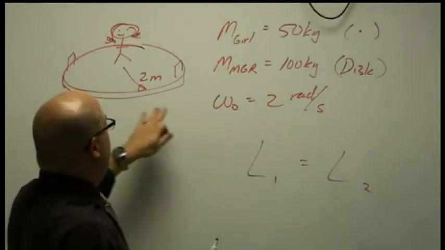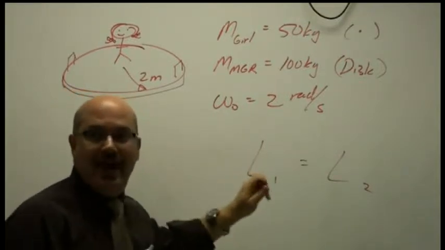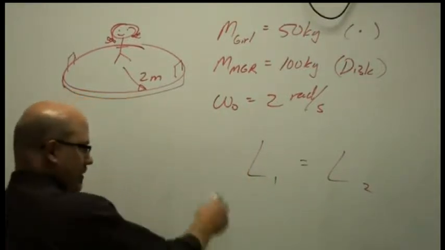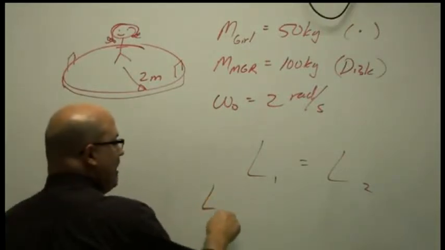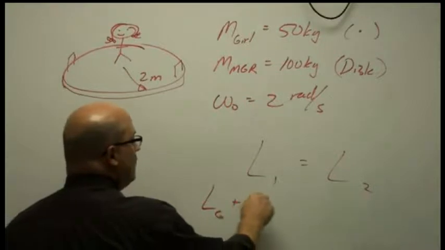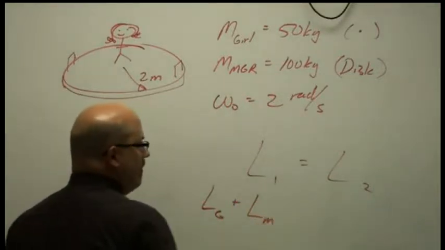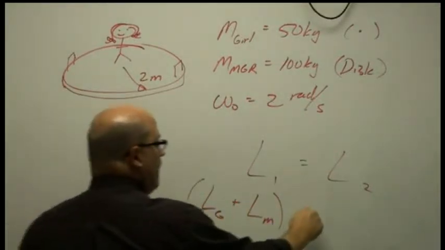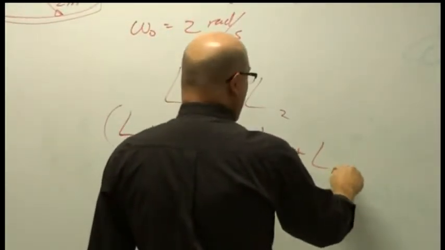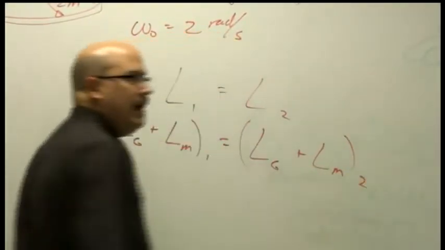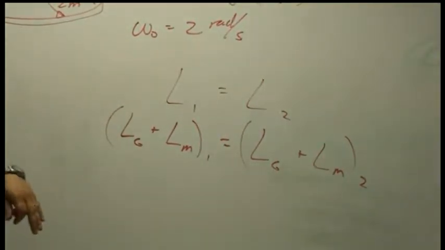So the question is how much before and how much after? How do we write that? How many objects do we have? Two. So we've got angular momentum for the girl plus angular momentum for the merry-go-round before. And then we have angular momentum for the girl plus angular momentum for the merry-go-round after.